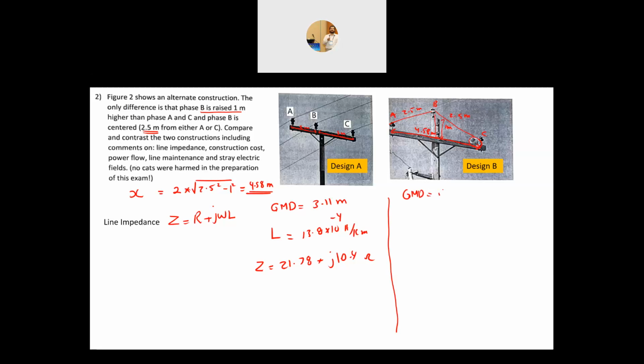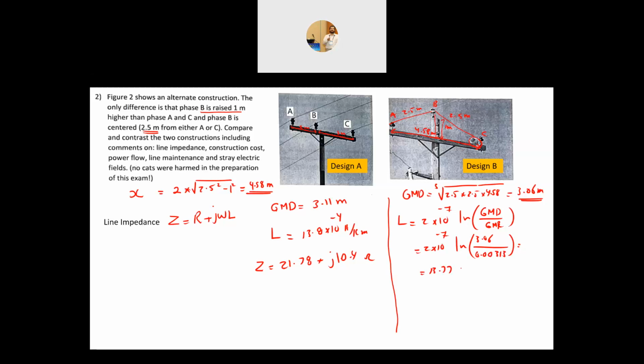The GMD for design B is the cube root of 2.5 times 2.5 times 4.58, and this gives a total distance equal to 3.06 meters, slightly lower than the GMD of design A. So from this, you can find that your L is equal to 2 times 10 to the minus 7 ln of the GMD divided by the GMR. The GMR is exactly the same, doesn't change, so it's 2 times 10 to the minus 7 ln of 3.06 divided by the GMR, which is 0.00313. And this gives me a total inductance equal to 13.77 times 10 to the minus 4 Henry per kilometer. So it is slightly lower than the L of design A.